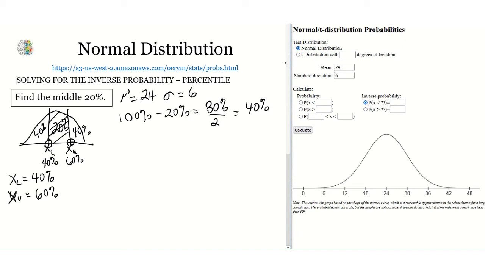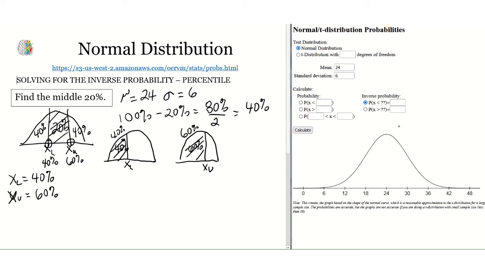So now that I have my percentages, I know what I'm going to solve for. So let's draw the pictures. It's going to be similar to what we did with the interquartile range. I'm going to first solve for my lower 40% so that I can get my lower value. Then I'm going to solve for the upper boundary. So this is 40%, and this is 60%.